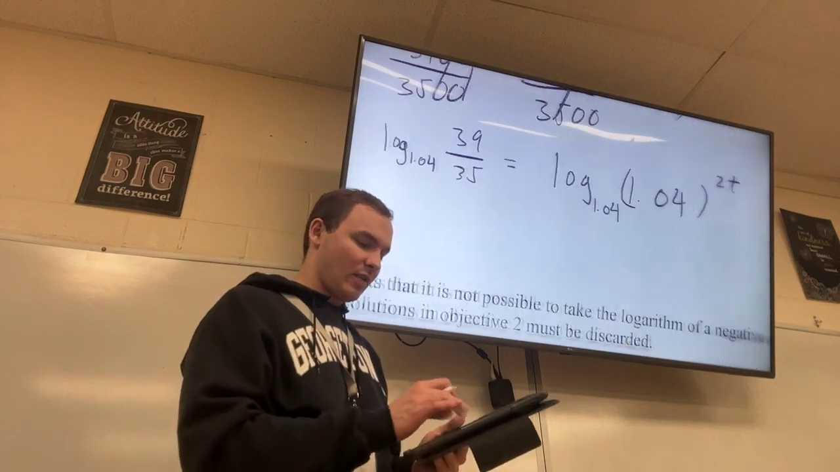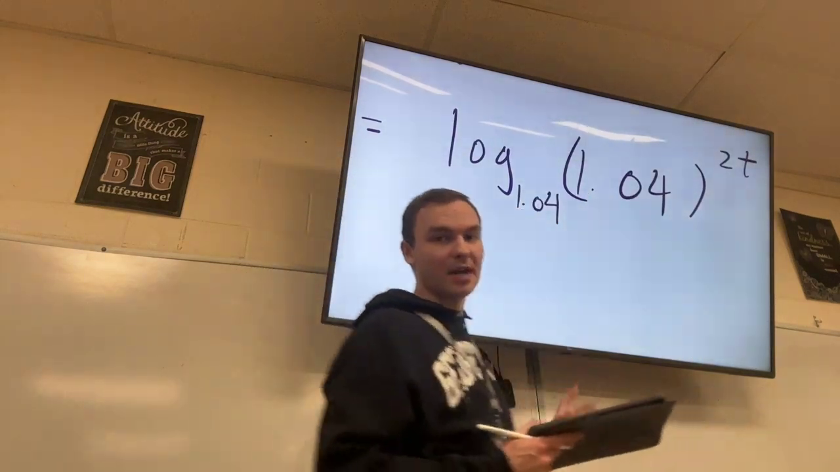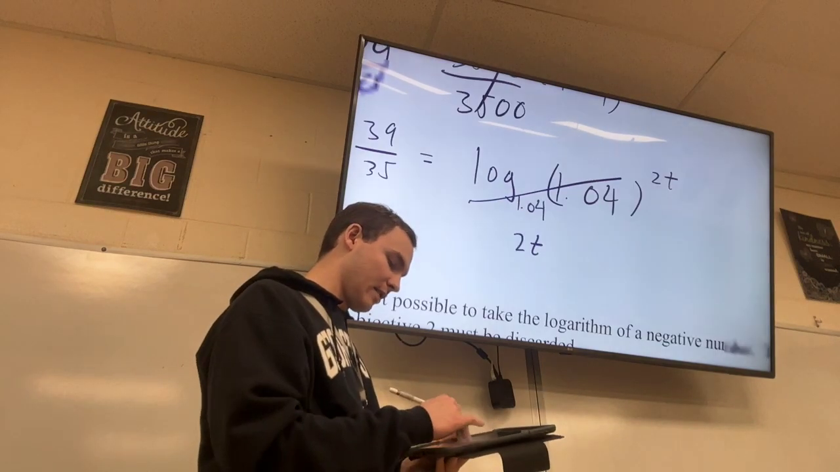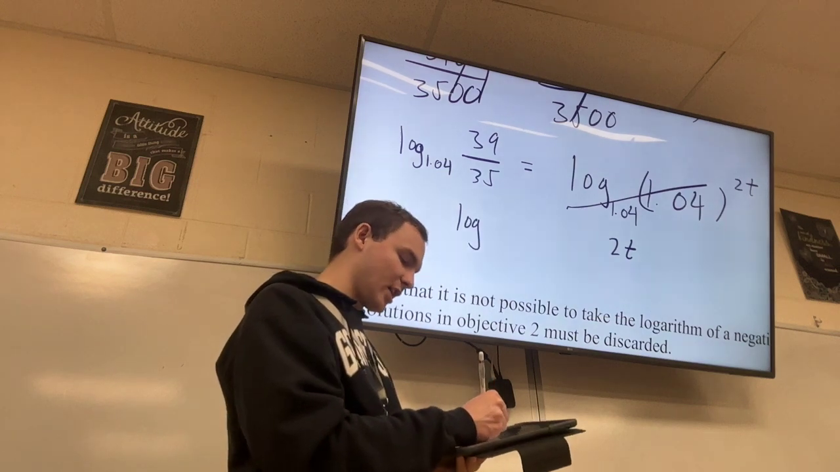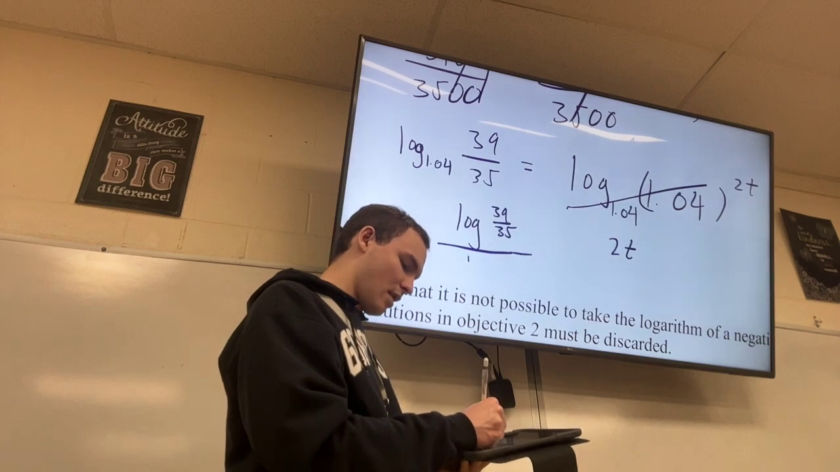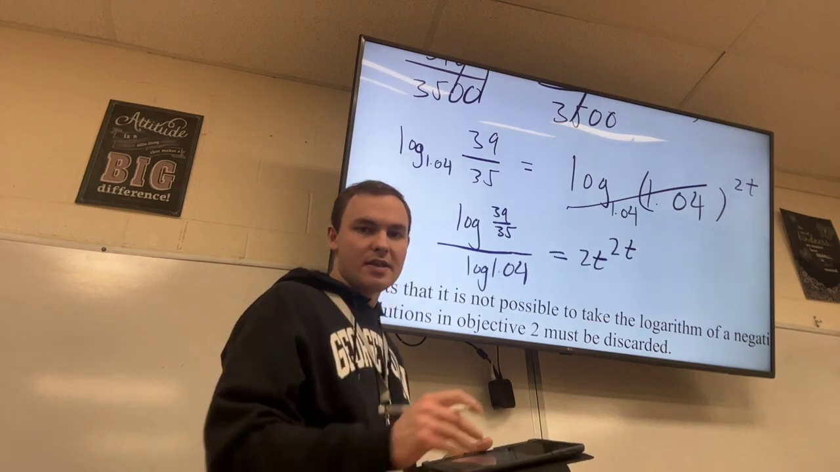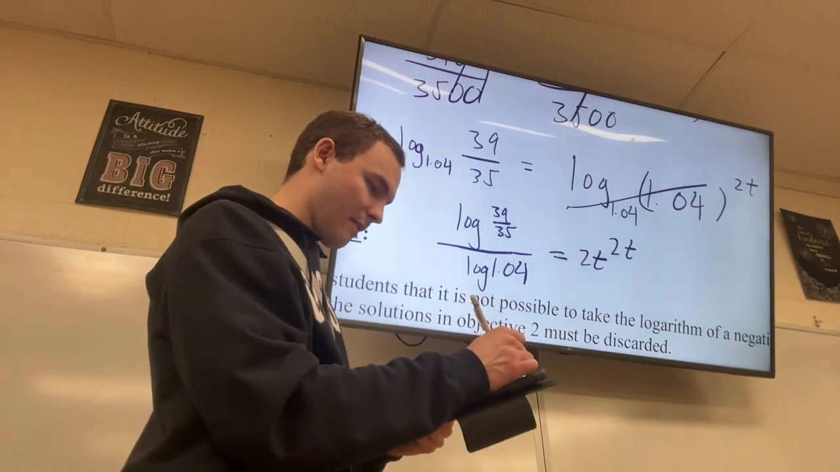So what happens? I have a log, the small number and the big number, and my log base are the same. Those are going to cancel. That leaves me with 2t on the right. The other side is log. If you want to put this in your calculator, you change it to log of 39 over 35 divided by log 1.04. That equals 2t. And then last step, we got to get the t by itself, so we're going to divide by 2.